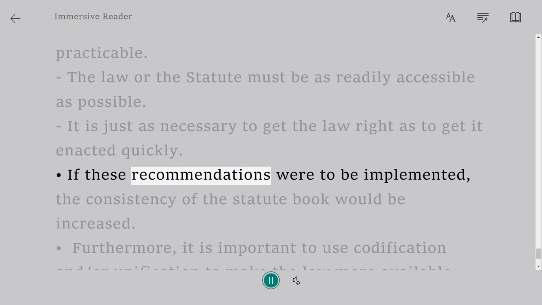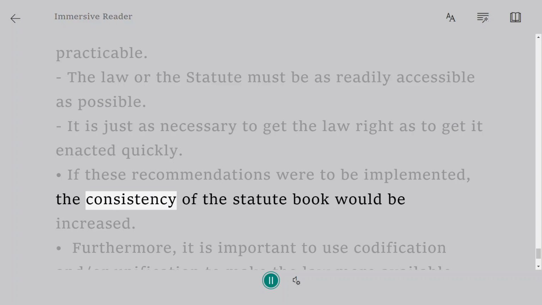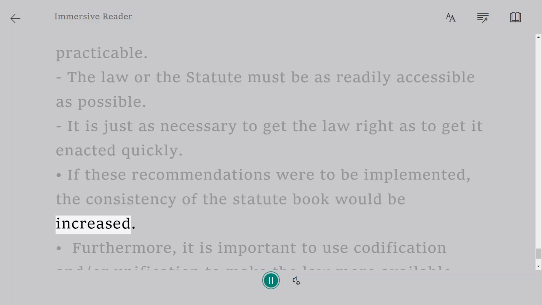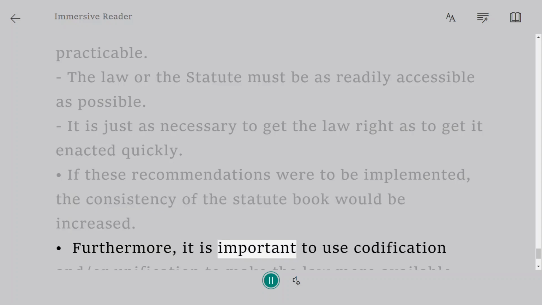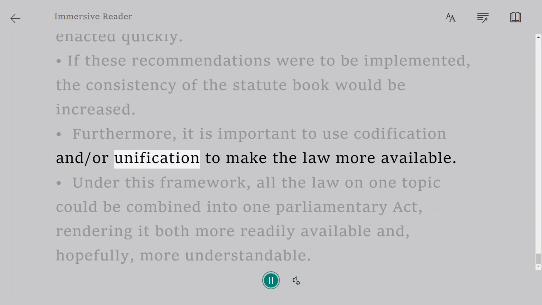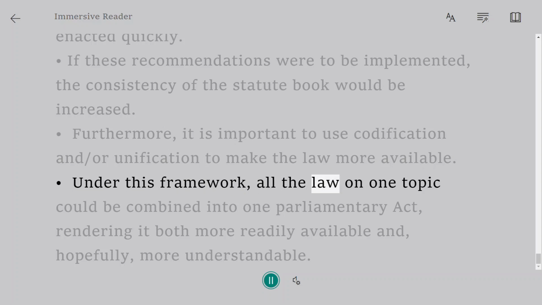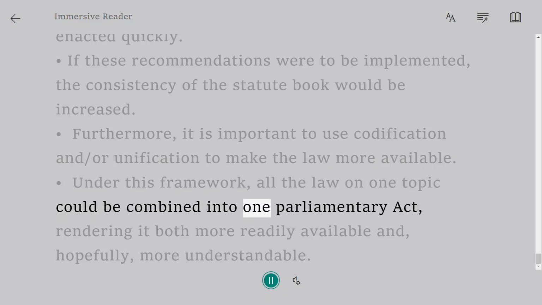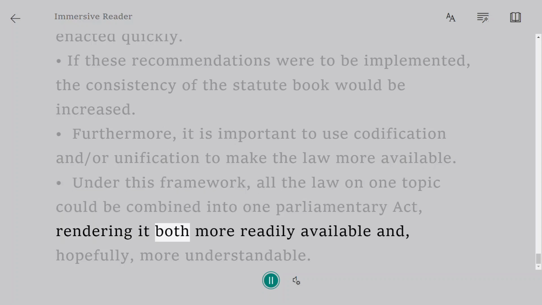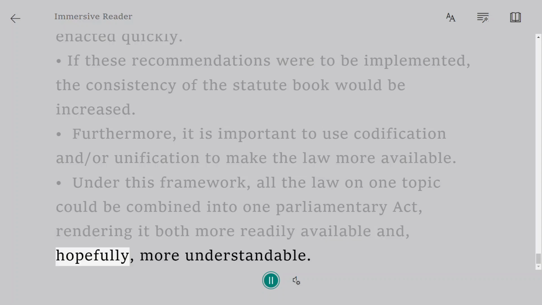If these recommendations were to be implemented, the consistency of the statute book would be increased. Furthermore, it is important to use codification and/or unification to make the law more available. Under this framework, all the law on one topic could be combined into one parliamentary act, rendering it both more readily available and, hopefully, more understandable.